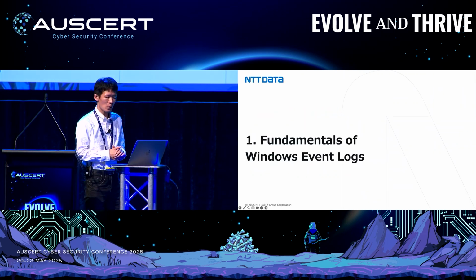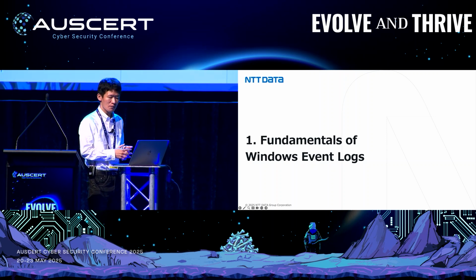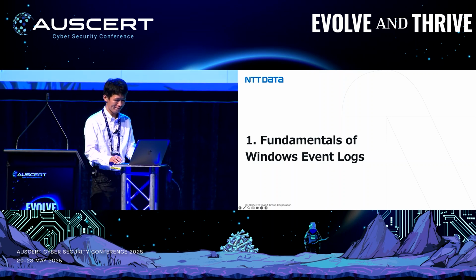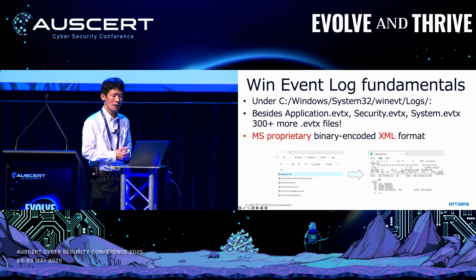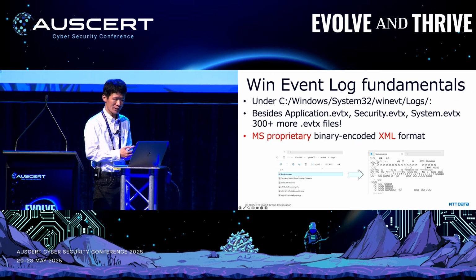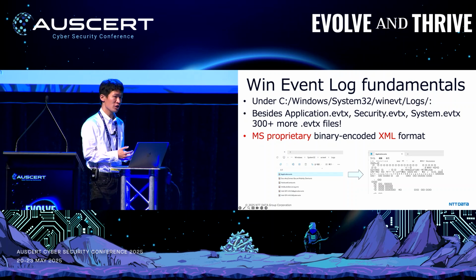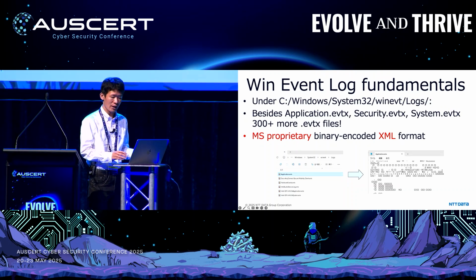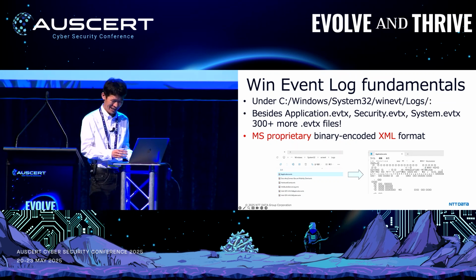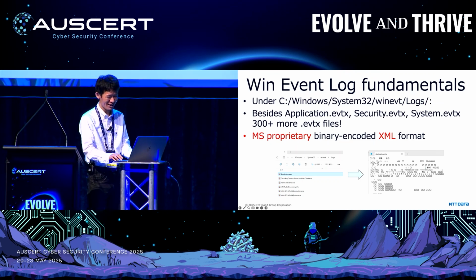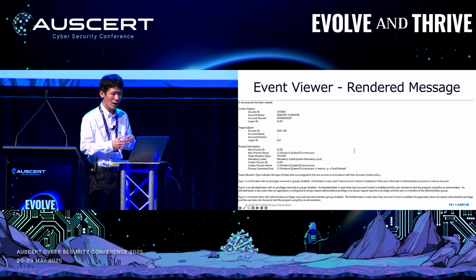First, I will begin with an explanation of fundamentals of Windows event logs. The log files are stored in C:\Windows\System32\winevt\Logs. They are divided into more than 300 files, such as Application.evtx, Security.evtx, in Microsoft proprietary binary encoded XML format. You can view the logs using the Event Viewer.